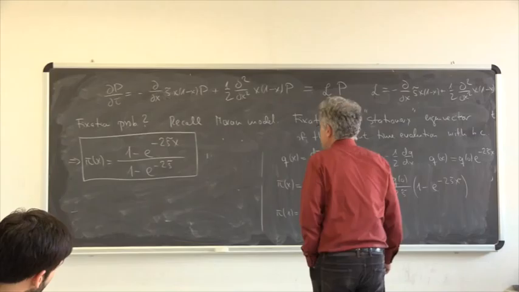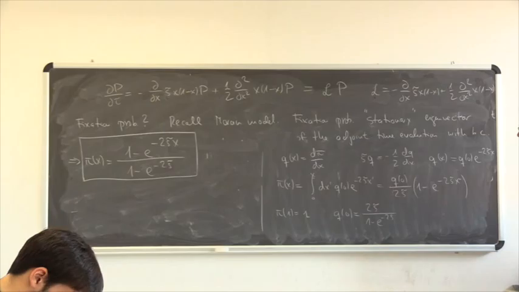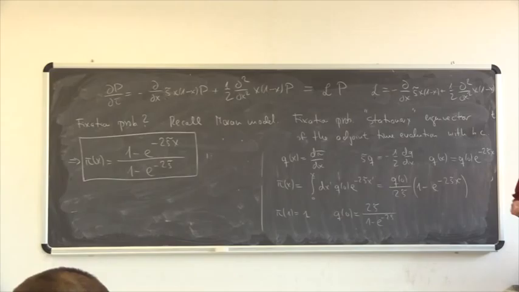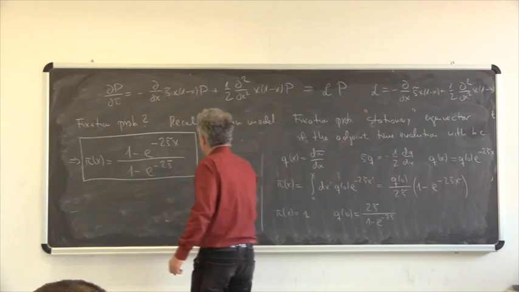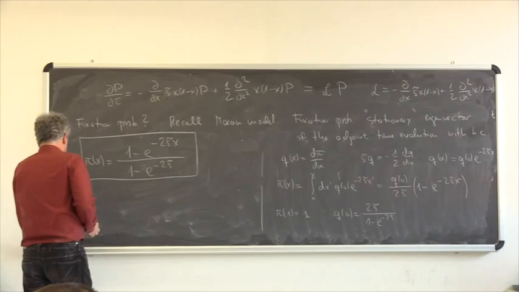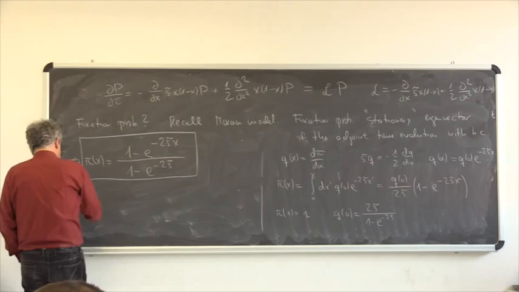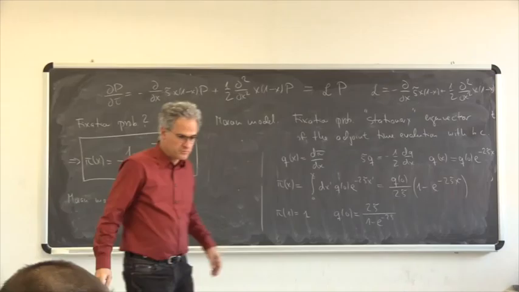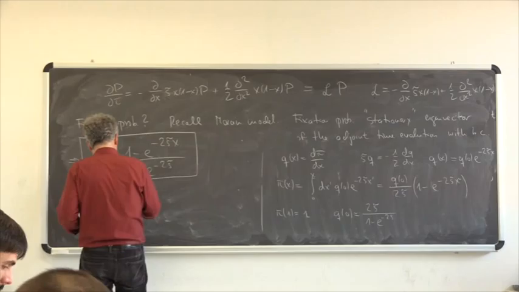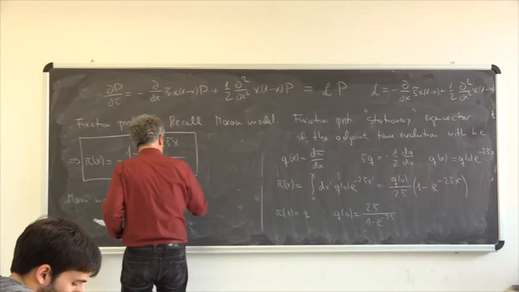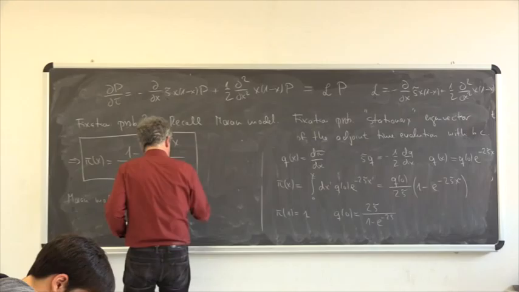Now we can compare this to the result that we obtained directly for the Moran process. So if we did everything correctly, this should agree, right? Because we solved the discrete model exactly. So if you remember for the Moran model, the formula that we got was the following. So pi n was equal to 1 minus (1 plus s) to the minus n divided by 1 minus (1 plus s) to the minus capital N.